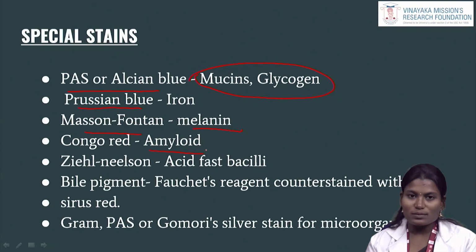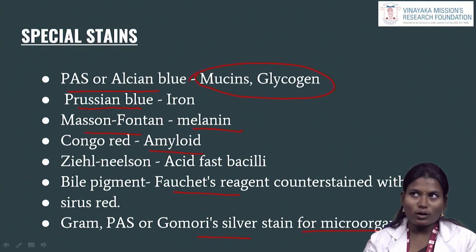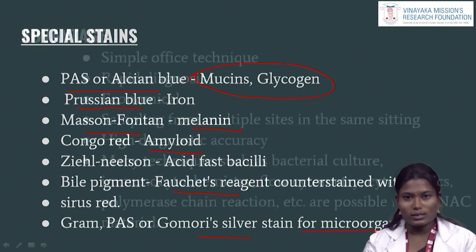For bile pigments, we use Fouchet's reagent with a counterstain. For microorganisms, Gram stain, acid-fast stain or Gomori silver stain are used. We can see microorganisms by these three types of stains: Gram stain, acid-fast stain and Gomori silver stain. We use the Gomori silver stain to find spirochetes.